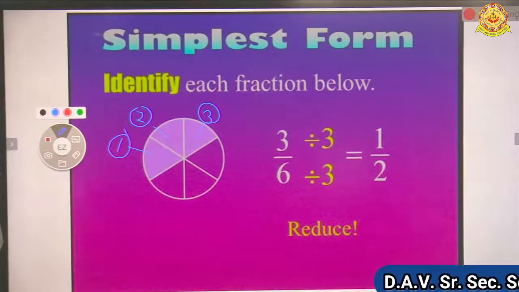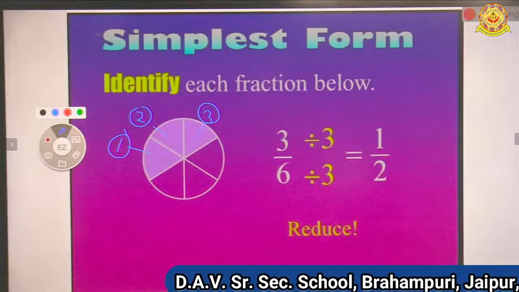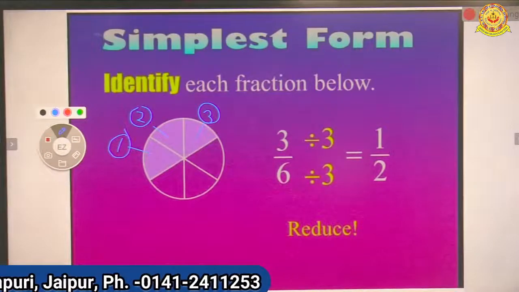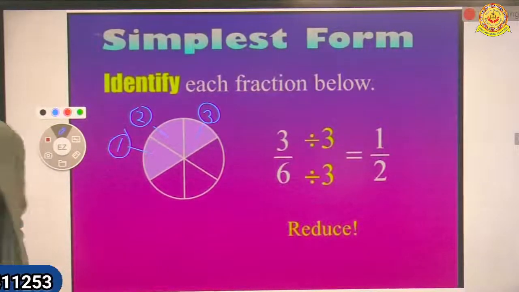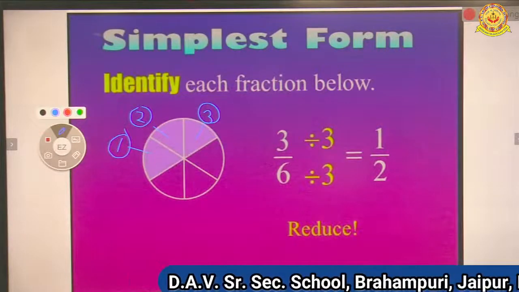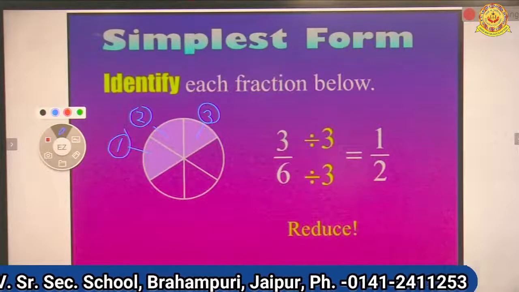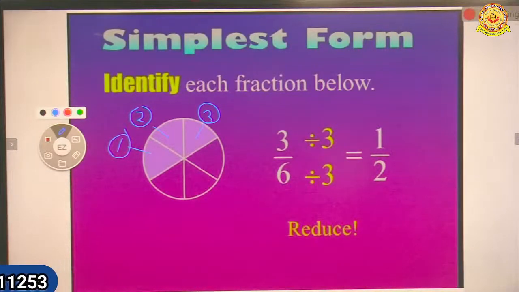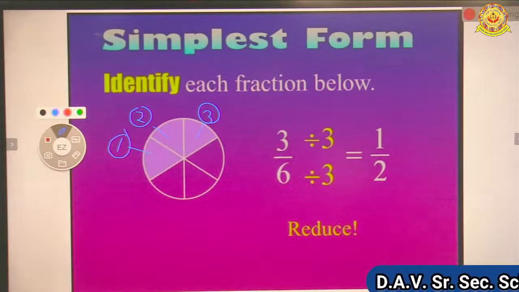Now if both the numbers have a common factor, the highest common factor, so 3 comes in the table of 3 and 6 also comes in the table of 3. So we have divided both the numbers by the same number. Just as we multiply by the same non-zero number, we have to divide also by the same non-zero number. Okay? So we have divided both the numerator and denominator by 3.